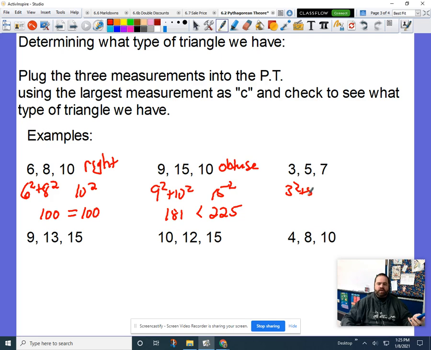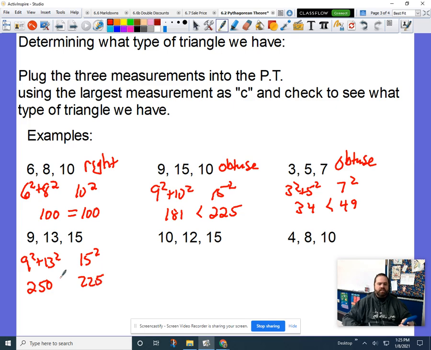3 squared plus 5 squared compared to 7 squared. That is 34 compared to 49. C squared is bigger. Again, obtuse. It's the same test. It's just what do you do with the results? 9 squared and 13 squared, compared to 15 squared. Now that one I can't do in my head. 9 squared plus 13 squared, that is 250 compared to 225. C squared is smaller. That one's acute.